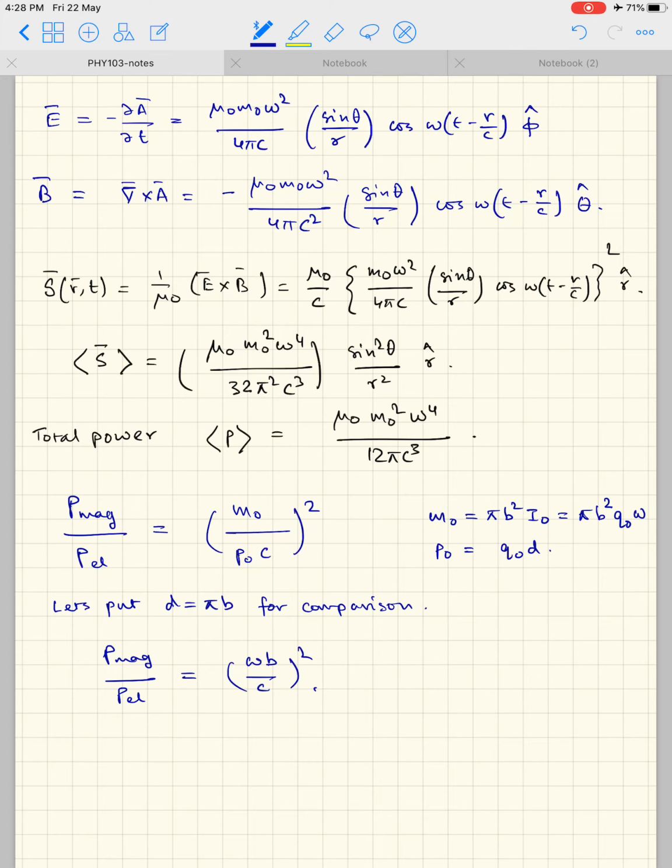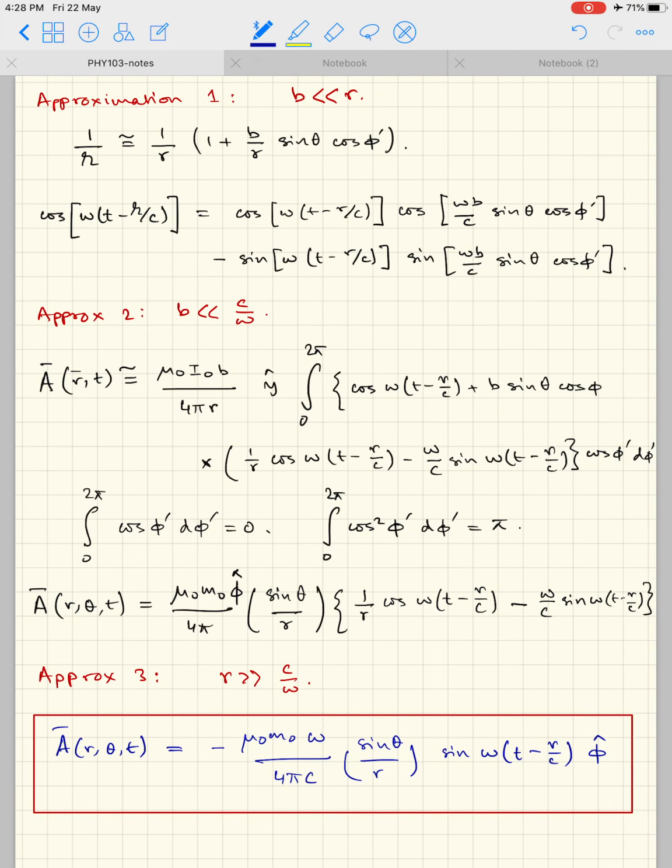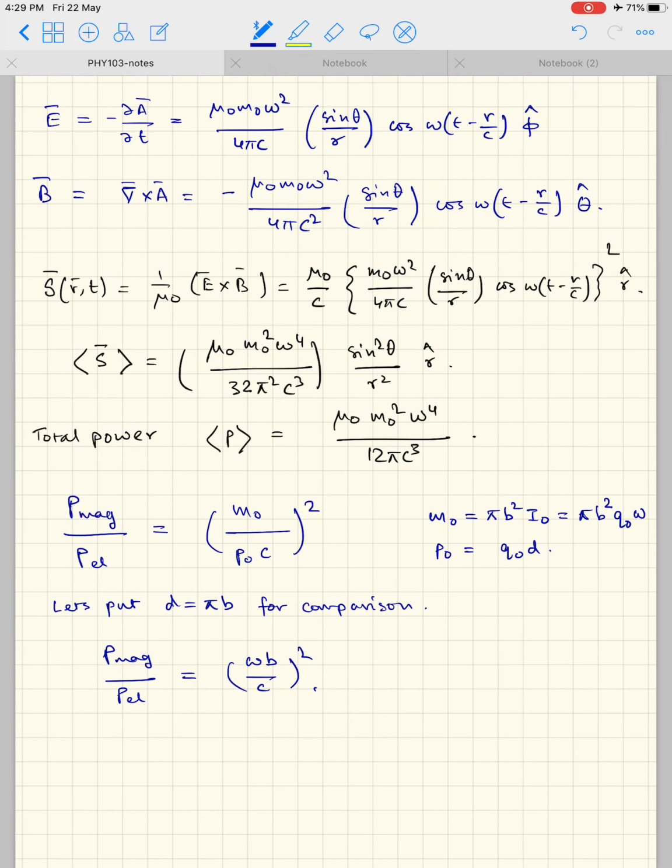Now remember, look at what our approximation 2 was. Approximation 2 is that b is much less than c over omega, right? This is precisely the stuff that you have here. This was supposed to be small, and now we have squared it. So this is much less than 1.